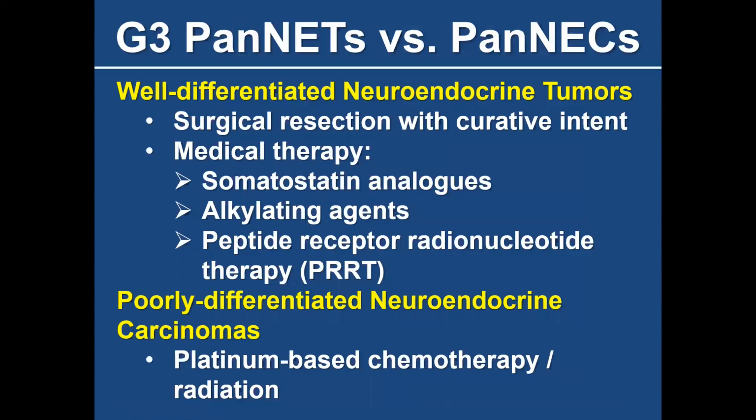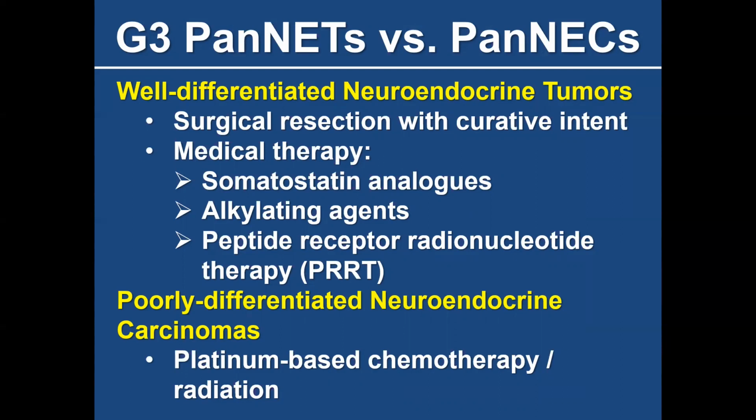However, probably the most clinically relevant distinction has to be between grade 3 well-differentiated pancreatic neuroendocrine tumors and a poorly differentiated pancreatic neuroendocrine carcinoma. Patients with resectable, well-differentiated PNETs respond well to surgical intervention with curative intent. For those patients with locally advanced or metastatic disease, medical therapy is the mainstay of treatment, which would include somatostatin analogs, sometimes mTOR inhibitors, alkylating agents, and peptide receptor radionuclide therapy, or SSTR2 inhibitors.